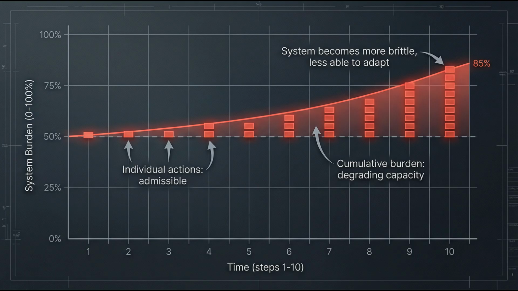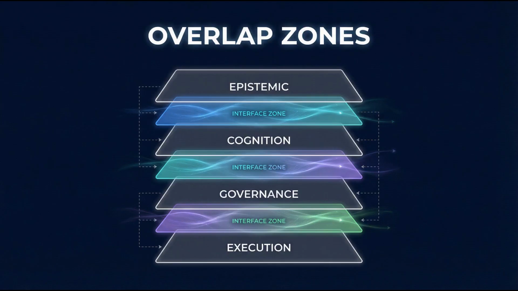The participants' domains overlap. Alexander's admissibility envelope constrains the space that Max's trajectory tracking must monitor. Max's trajectory analysis informs Dean's enforcement decisions.